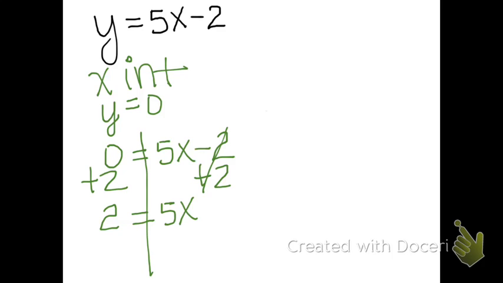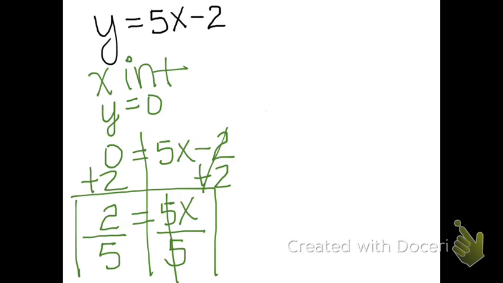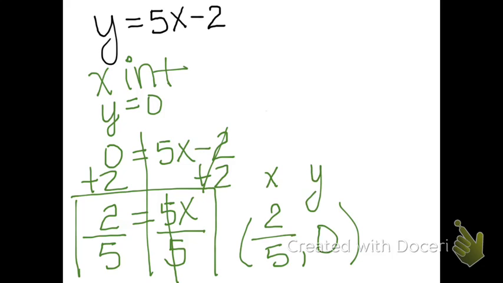And in the end, we have to solve for x. The inverse of multiplication is division. We're left with x equaling 2/5. That means that our x-intercept is 2/5, or we could write this as the ordered pair (2/5, 0). We know this because we solved for x, because it's the x-intercept, and we assumed that y was equal to 0.